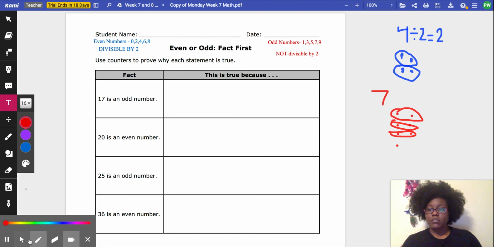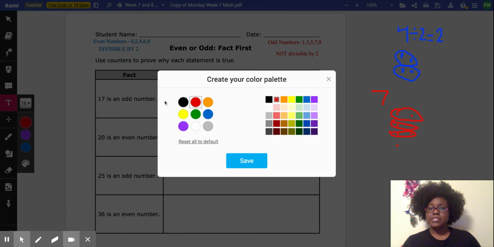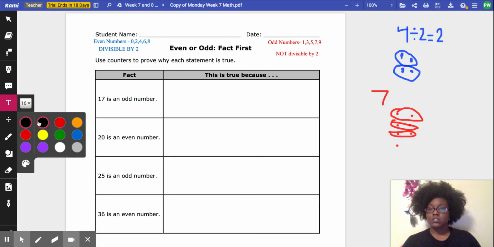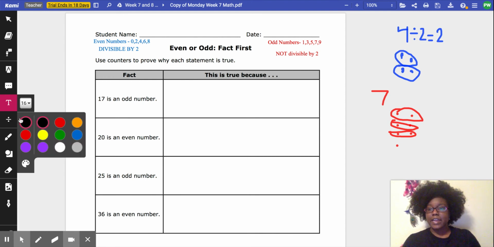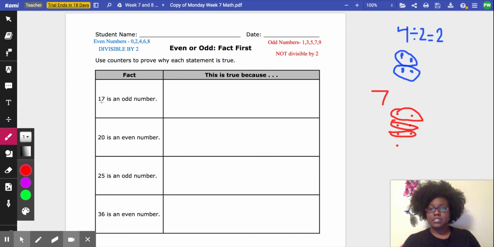So what I'm going to do is go over these answers with you. The first one says use counters to prove why each statement is true. Okay, it says use counters, so kind of like what we just did. 17 is an odd number. Well, I'm not going to do 17 counters. I'm going to look in the ones place, and I'm going to underline the 7 in the ones place. And I'm going to draw 7 dots. Now, I already know 7 is one of these odd numbers, but I'm going to draw 7 dots.